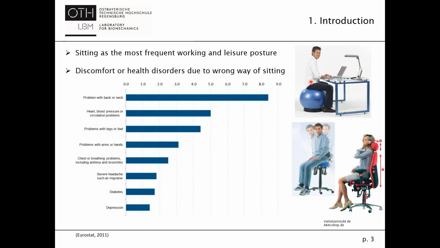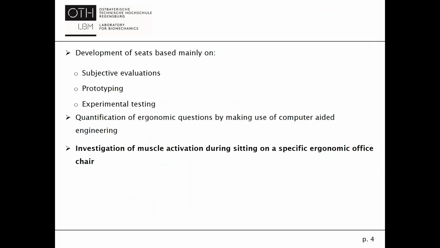Here you can see several examples of active seat devices. The person here takes place on an exercise ball, while the other two are sitting on ergonomic office chairs. Up to the present date, the development of seats is based mainly on subjective evaluation, on prototyping, and on experimental testing. With the use of computer-aided engineering, for example, multi-body simulation, ergonomic questions become quantifiable. And this is what we did in our work.